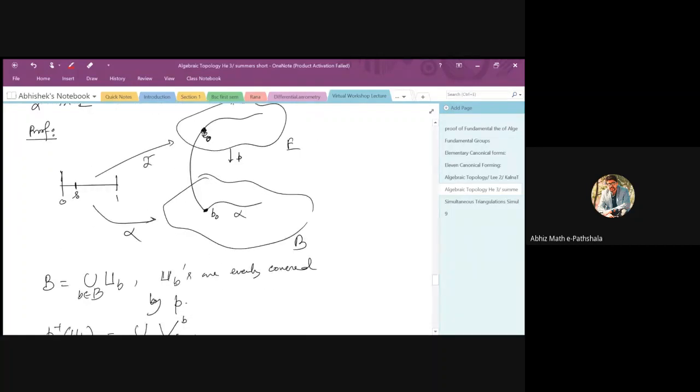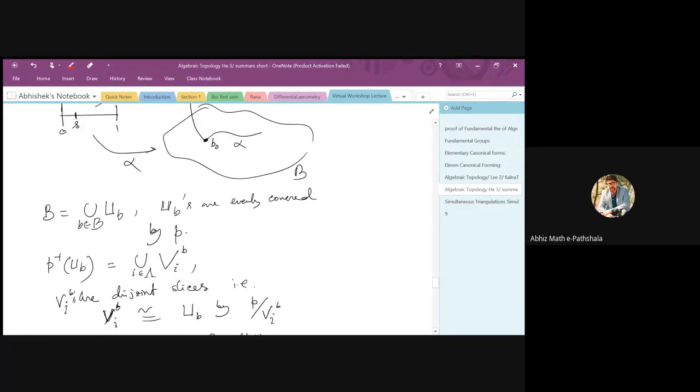You need to fix the point e naught. That is crucial, because there are many liftings, but once you fix it, then the lifting is fixed. This is unique.